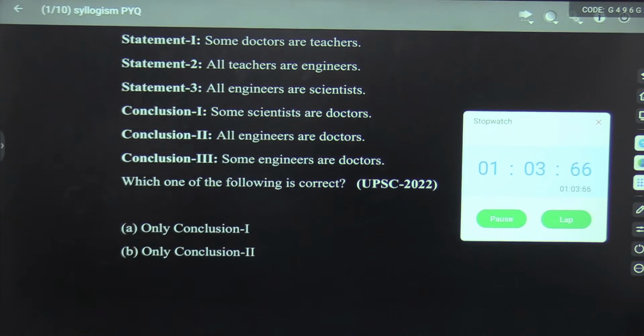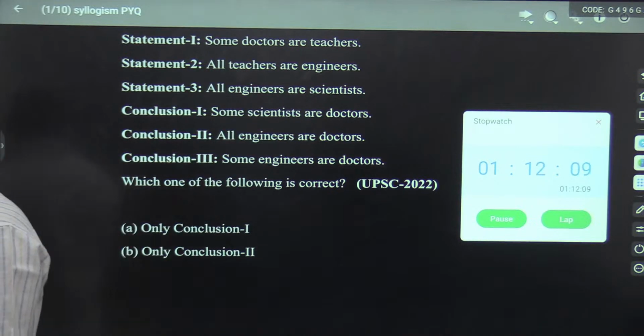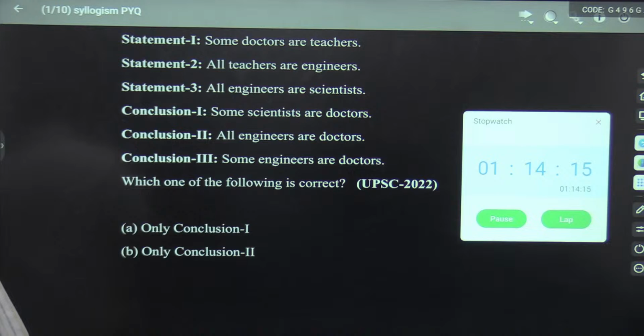Okay, 30 seconds more. I think since this is the first time that you are taking this much time, once that 50, 100 allocation becomes easier, just practice 4 or 5 times. Any CSAT question can be solved within a minute.